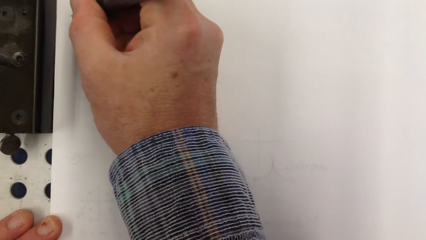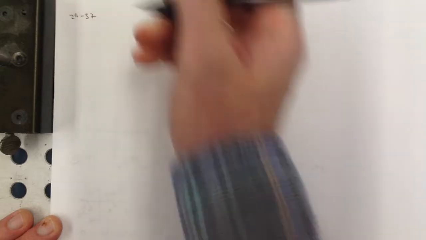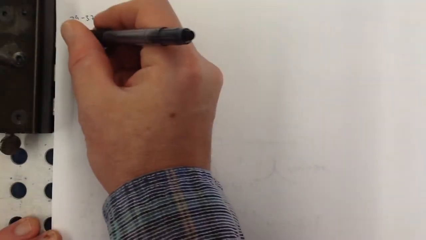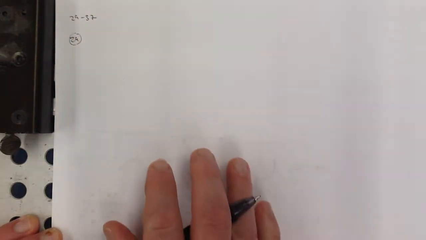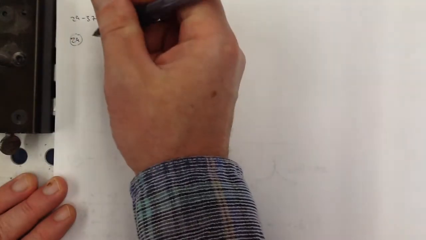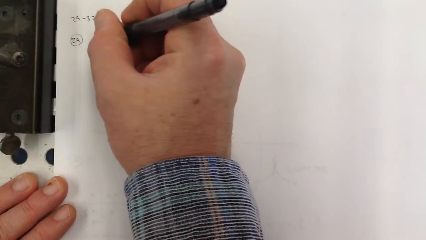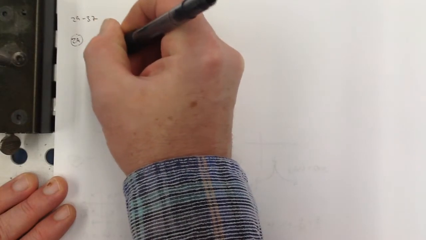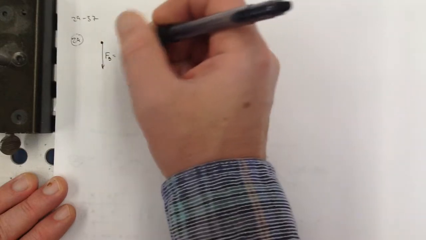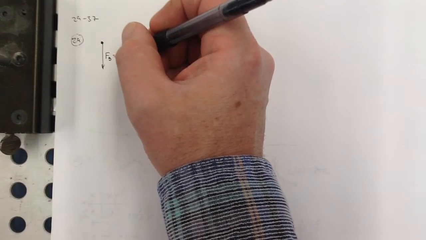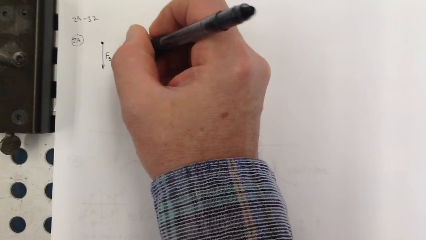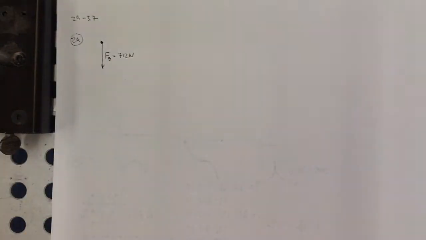Here's some physics problems, numbers 29 to 37 from chapter 5. Number 29, we have a firefighter who weighs 712 newtons. Remember, weight and gravitational force on an object is the same thing. Two different words, or combinations of words, for the same thing.